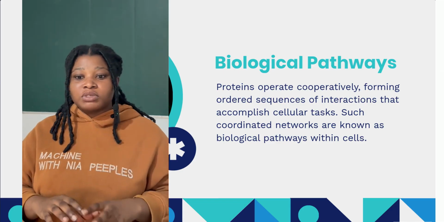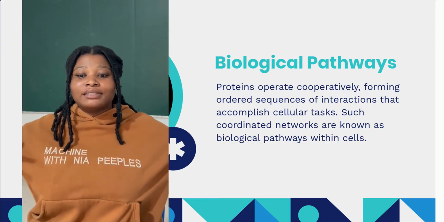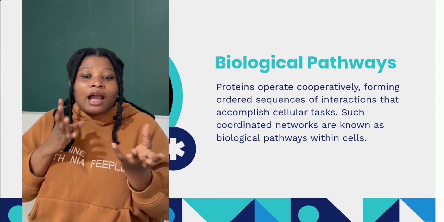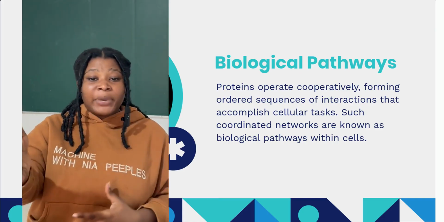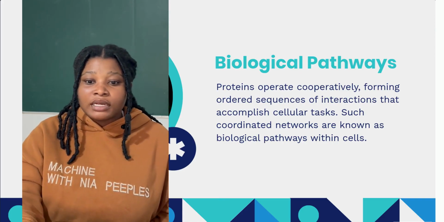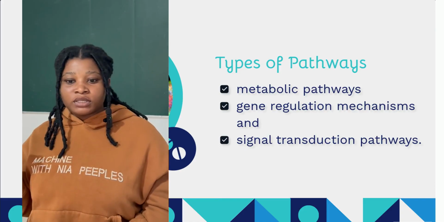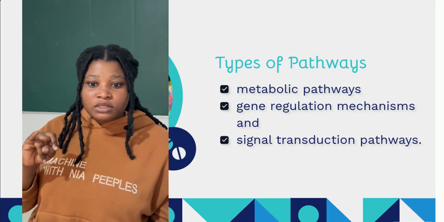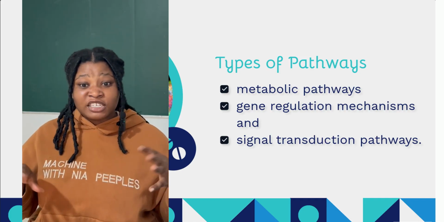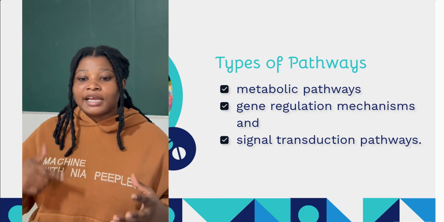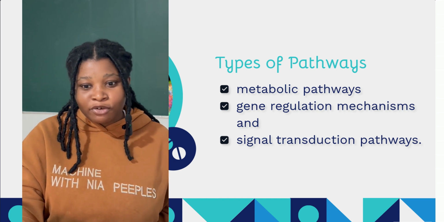Now, when it comes to pathways, we say that the proteins operate cooperatively. They form sequences of interactions and they accomplish cellular tasks. Such coordinated pathways are what we call the biological pathways within the cells. Now, we have three forms of biological pathways. Number one, the metabolic pathways. We have the gene regulation mechanism pathways, and we have the signal transduction pathways. And we will explain each of them so that we get a brief understanding of what they entail.